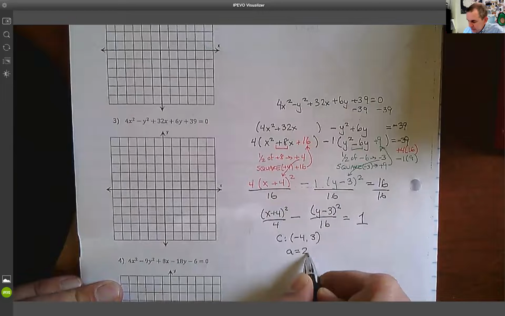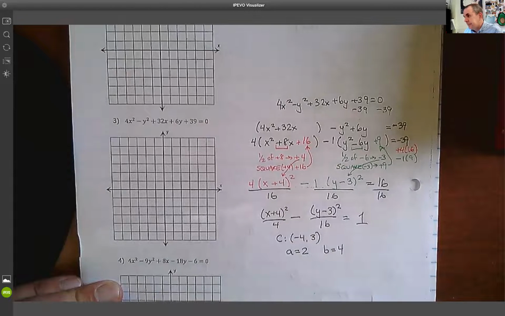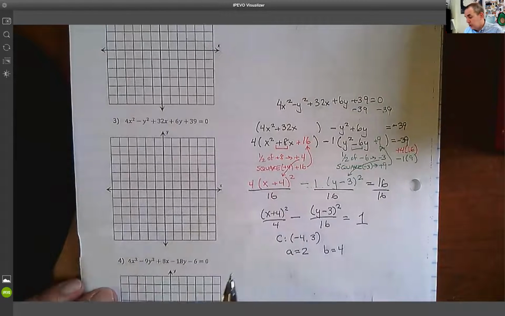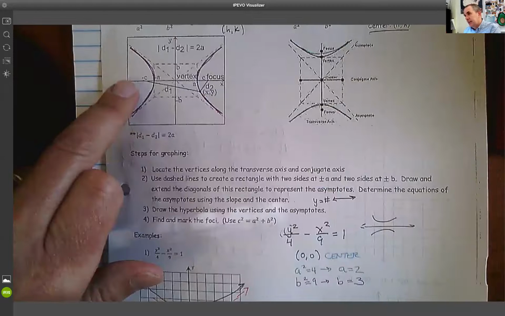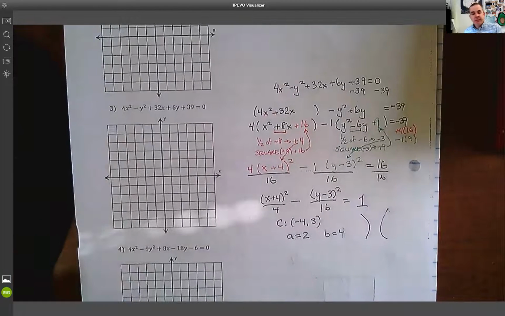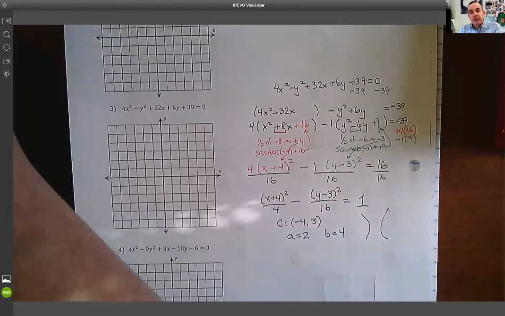The a value is 2. The b value is 4. And because the x is larger, because x is positive and the y is smaller, we're looking at a left and right one. So this is going to be one of those ones. It's going to be left and right. And that's how we do the standard form version of it.